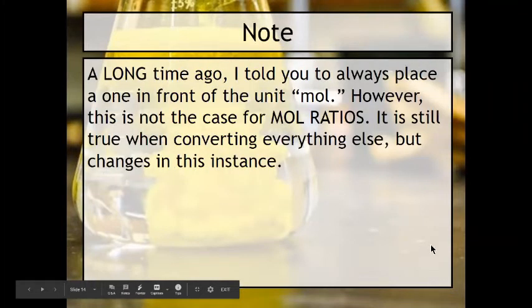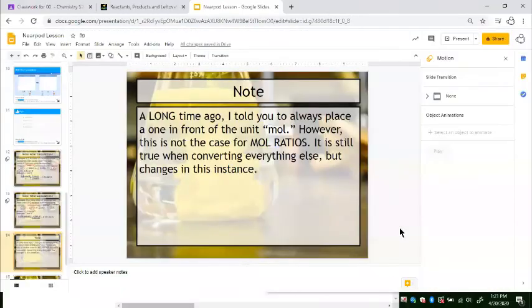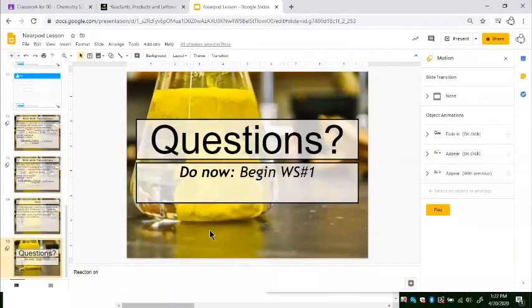Okay, but right now, essentially, I mentioned that before, a long time ago, right? I always said there was a 1 next to the unit mole, but it's not anymore. Really, all we have to do now is the worksheet.